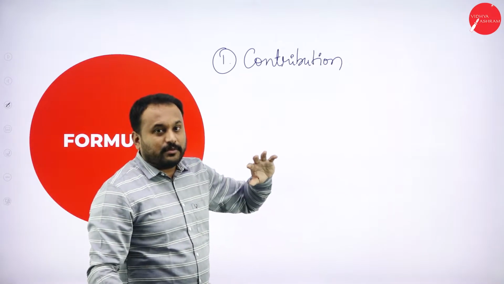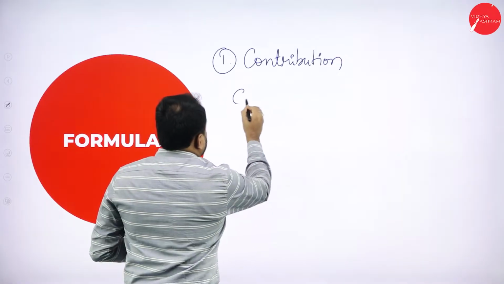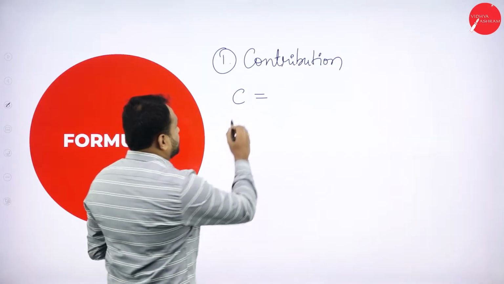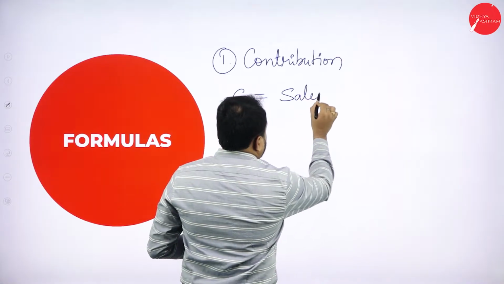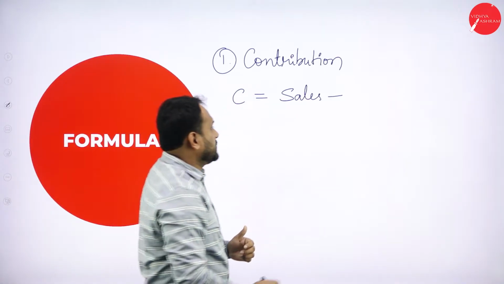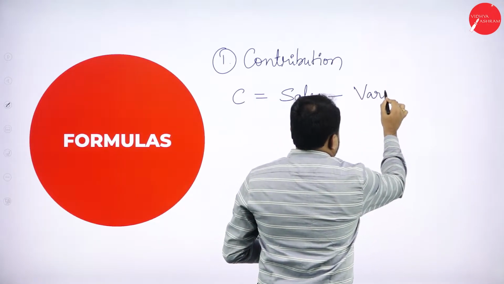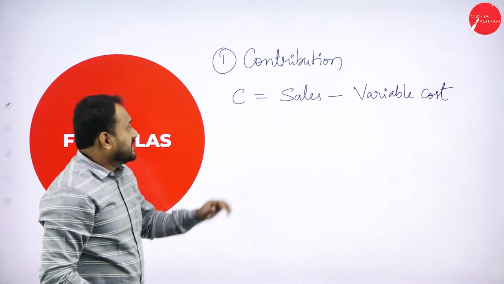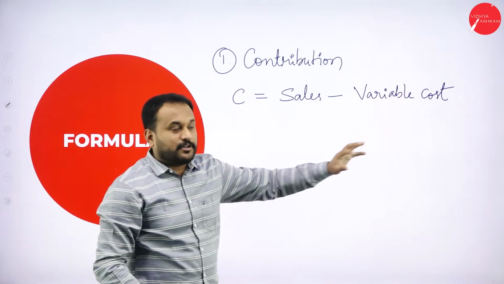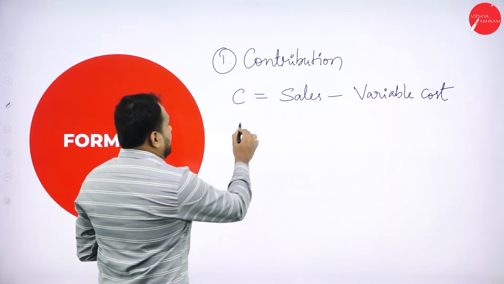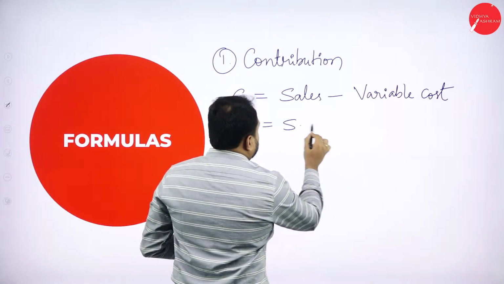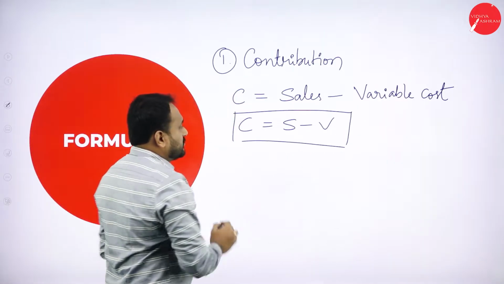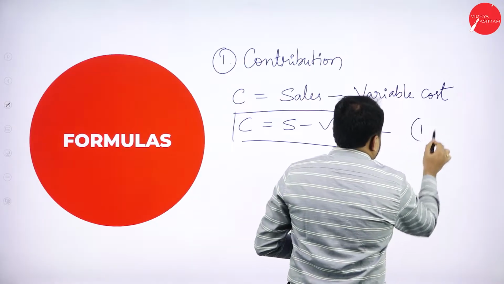So what is this contribution formula? We denote contribution as C. Now C is equal to sales minus variable cost. So what is contribution here? The formula says C is equal to sales minus variable cost. Sales we take as S, variable cost we go with V. So contribution is equal to sales minus variable cost. This is our first formula which you are supposed to understand, right?